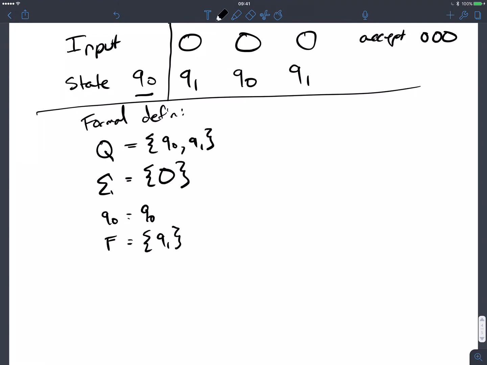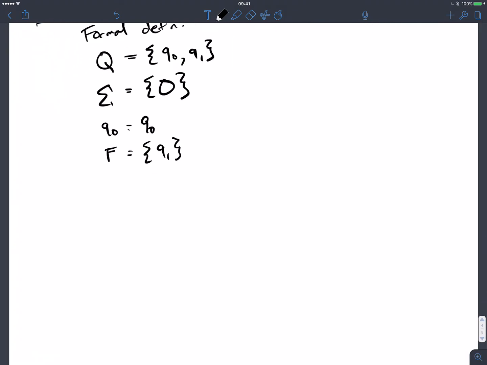So, have I defined all 5 parts yet? No, so what do I need to define? Delta, the transition function. Are there any questions so far? Okay. All right. So there are 2 modes of thought in order to define the transition function.